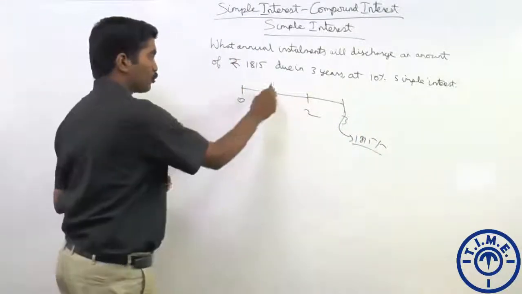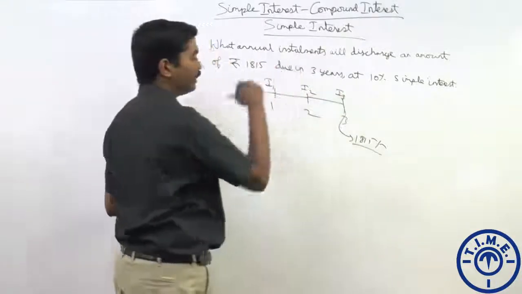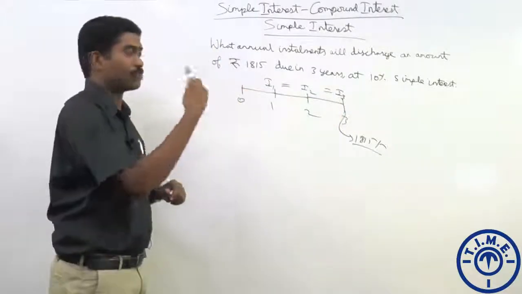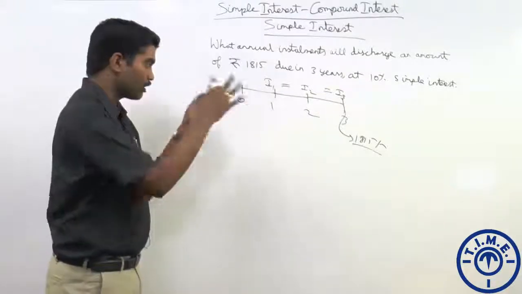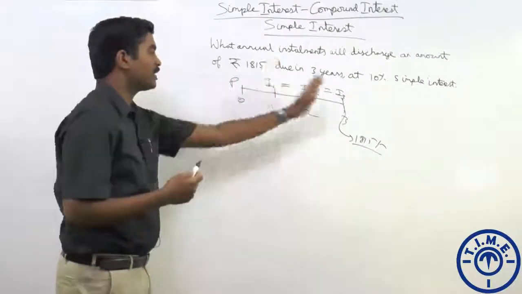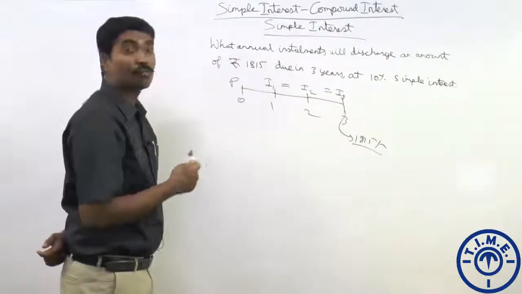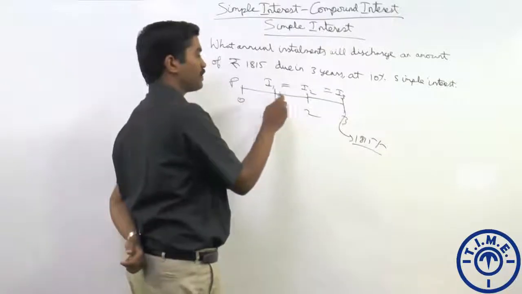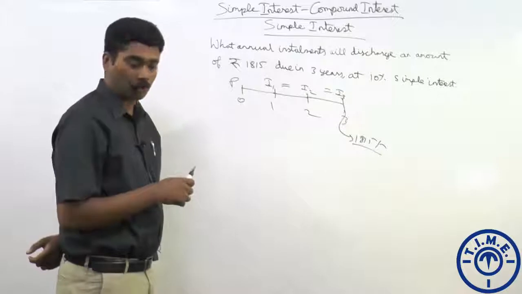And what should be my installments? I1, I2, I3. Normally all of them are taken to be equal. I1 is equal to I2 is equal to I3 because he is not talking about unequal installments. In such a case I can't solve the question at all. So, the question is, I borrowed a certain principal, and it amounts to 1815 rupees at the end of 3 years, and the rate of interest is 10%. Now, how much can I pay at the end of the first year, the second year and the third year, so that I can discharge this loan?